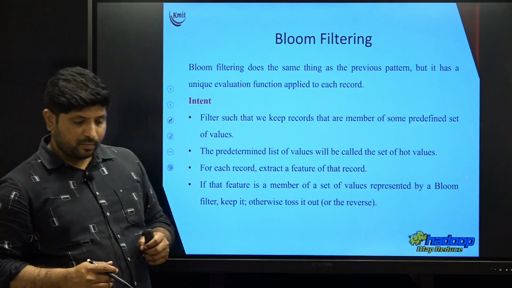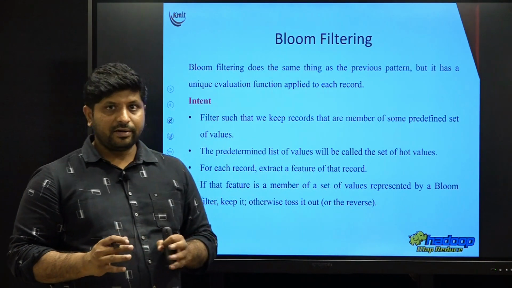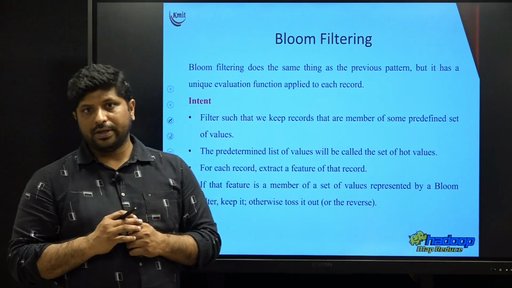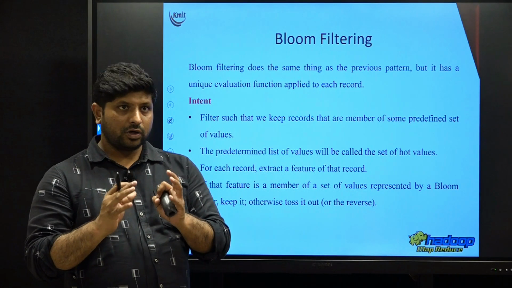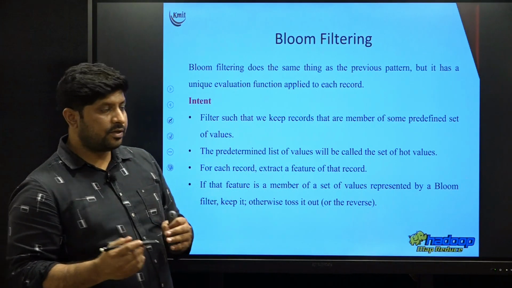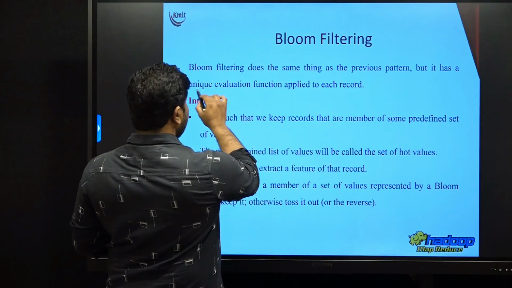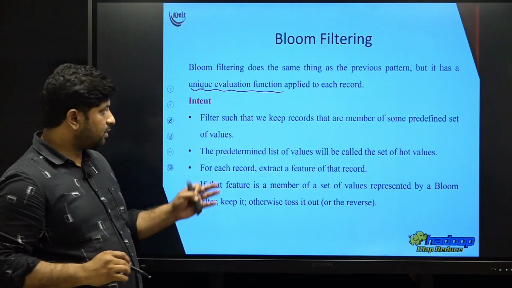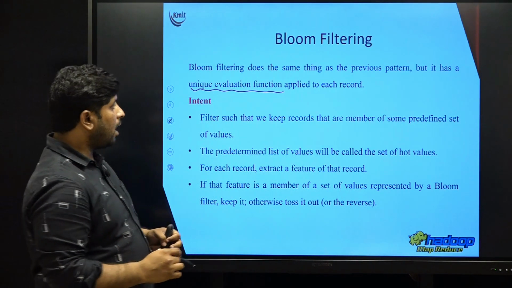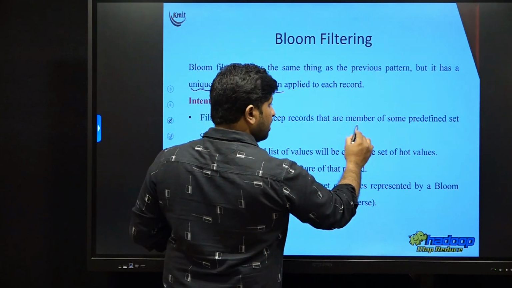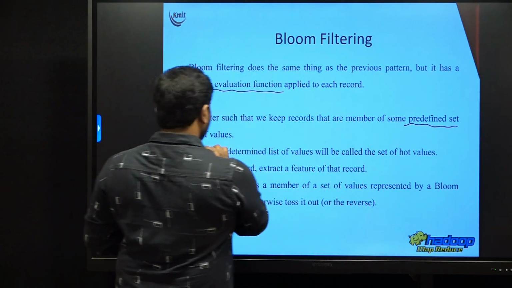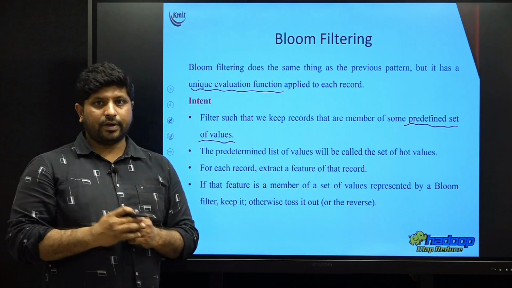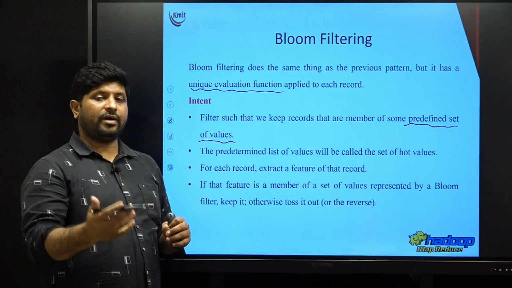Moving further, what is Bloom filtering? Bloom filtering is similar to your generic filtering. The only difference is that whatever records you match will be matched against a predefined unique evaluation function. What is this unique evaluation function? It is nothing but a predefined set of values. If you have a data set, you retrieve the records, and from those records you retrieve the features.